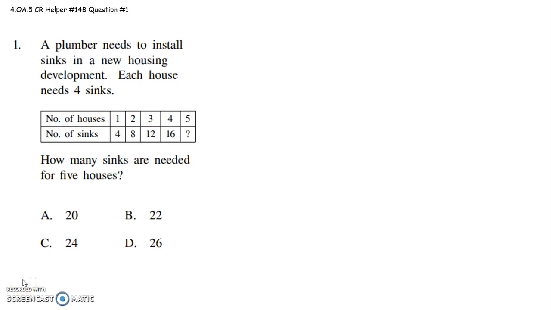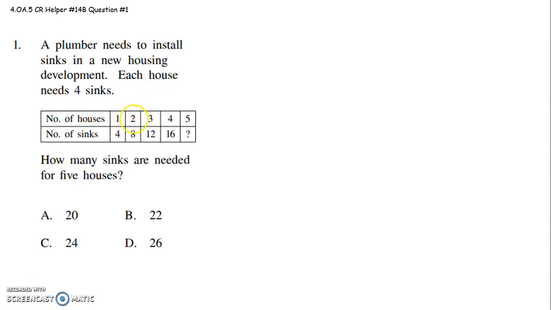All right, sixth graders, this is to help you with question 1 on CR14 version B. It says a plumber needs to install sinks in a new housing development. Each house needs 4 sinks. Okay, so that means if you just build one house, you'll need 4 sinks.